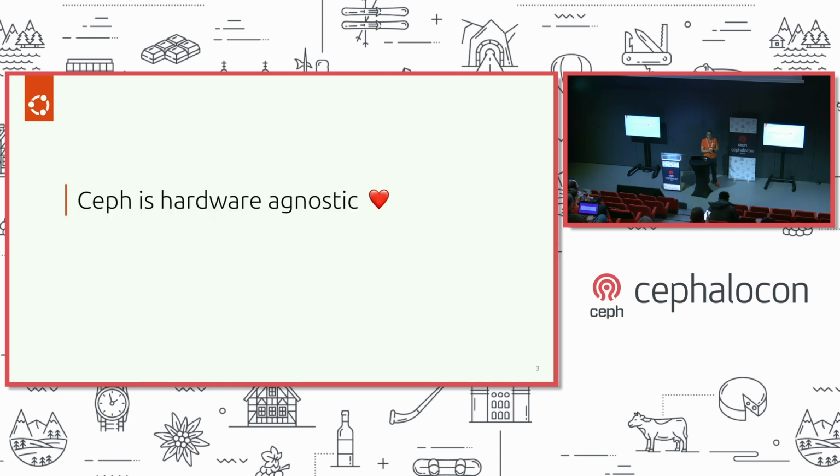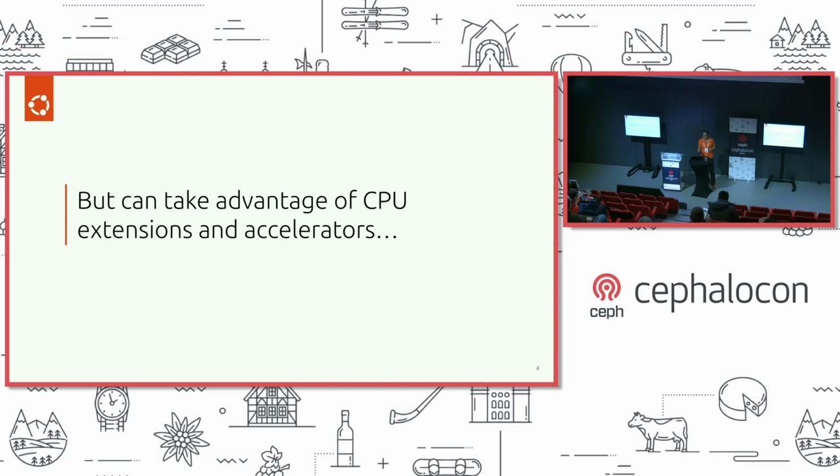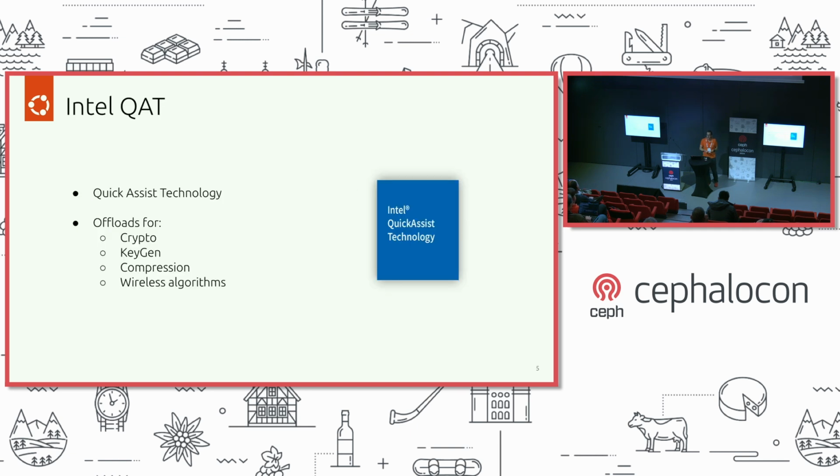I think everyone here who knows and loves Ceph probably agrees that the best thing about it is that it's hardware agnostic. But sometimes there are certain pieces of hardware that we can take advantage of, like certain accelerators and some of the CPU extensions, and that involves work in Ceph to take advantage of those things. The thing that I want to talk about today is Intel's QAT, that's Intel's Quick Assist technology.